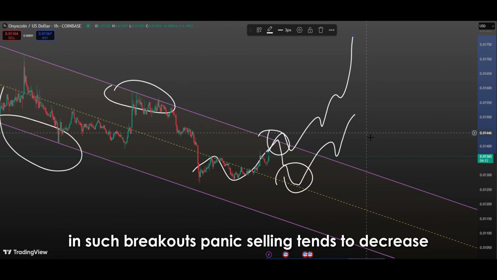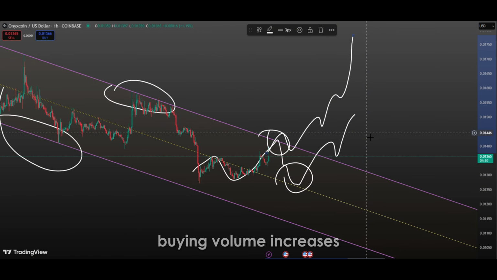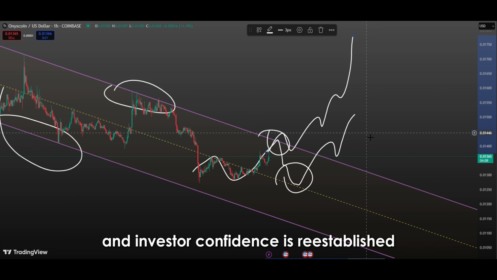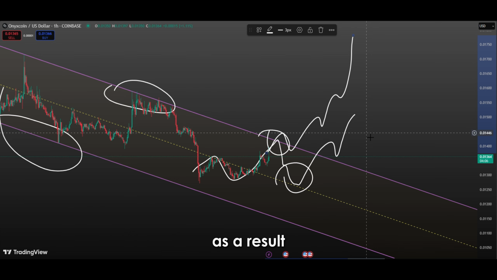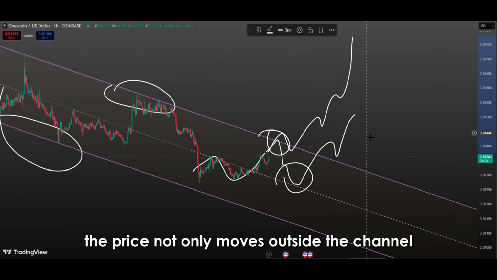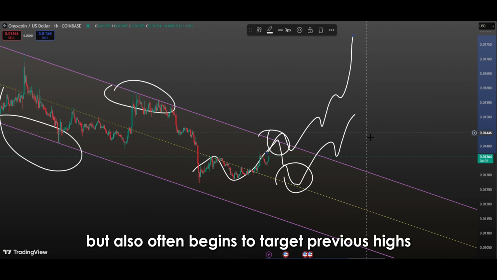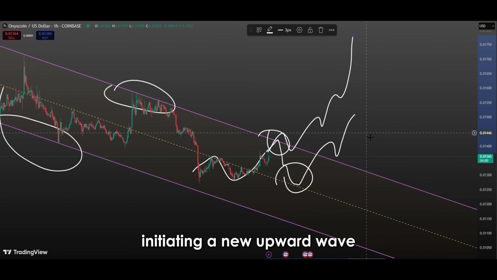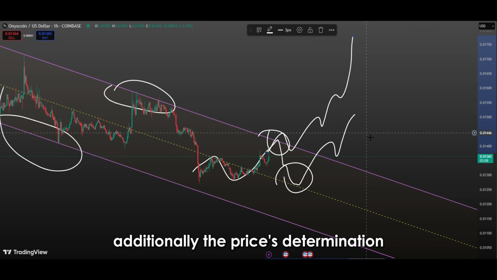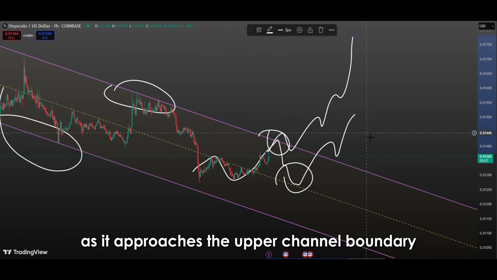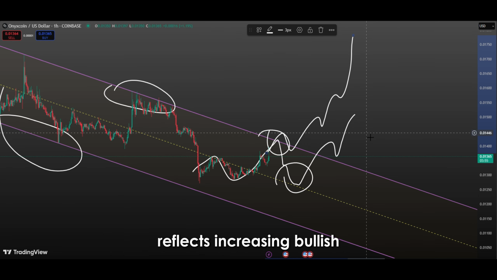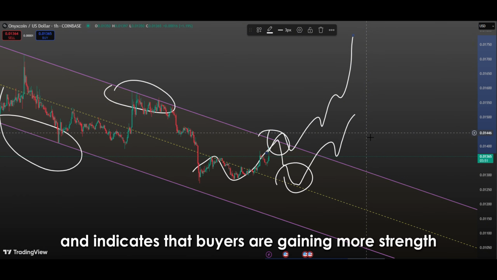In such breakouts, panic selling tends to decrease, buying volume increases, and investor confidence is reestablished. As a result, the price not only moves outside the channel, but also often begins to target previous highs, initiating a new upward wave. Additionally, the price's determination as it approaches the upper channel boundary reflects increasing bullish expectations in the market and indicates that buyers are gaining more strength.